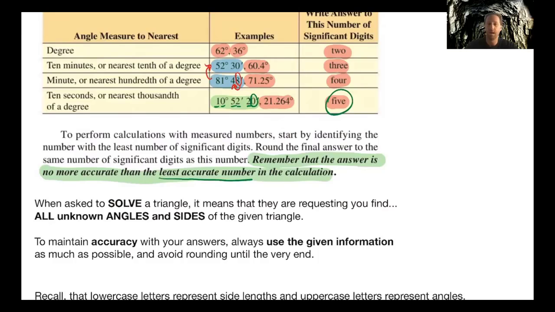So if one has only 2 digits and the other has 3, we can't give them 3 digits. We'd have to do it for only 2.